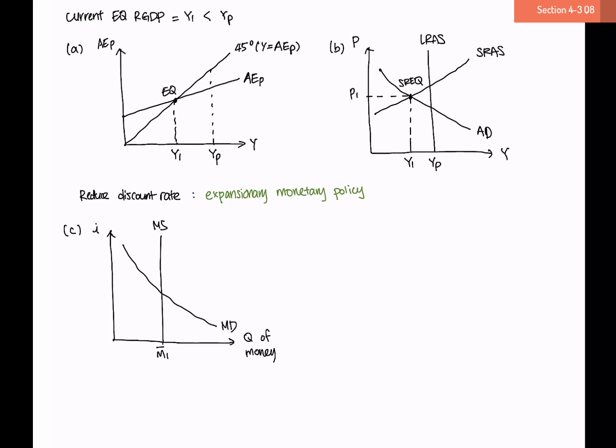Where these two curves meet is our equilibrium. Our equilibrium quantity of money is obviously going to be M1 bar. Our equilibrium nominal interest rate is going to be at I1. This is our short-run equilibrium.